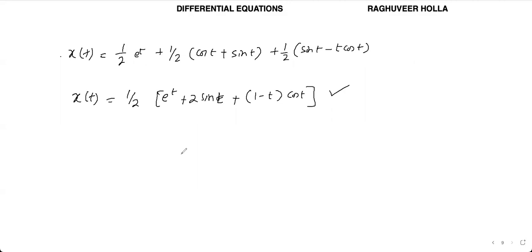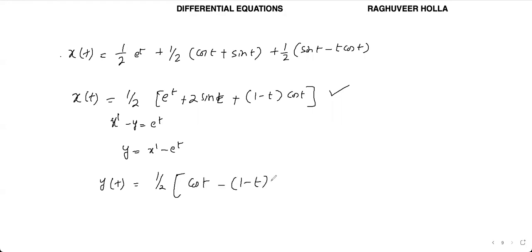Now to find y of t, we can use any of those equations. Let us use x dash minus y is equal to e to the power of t. So your y will be x dash minus e to the power of t. So differentiating this, we get y of t will be half, after substituting it, cos t minus 1 minus t into sin t, minus e to the power of t.